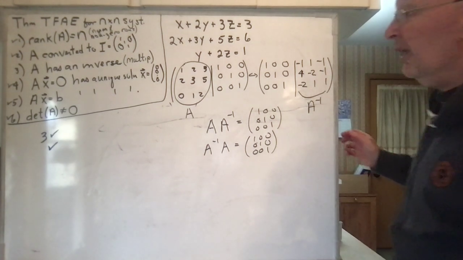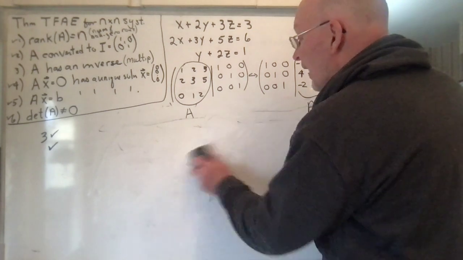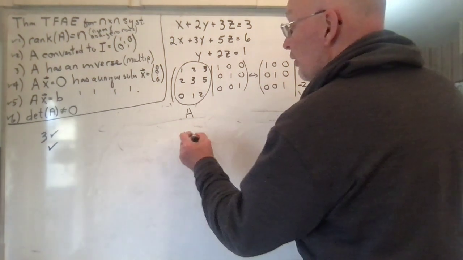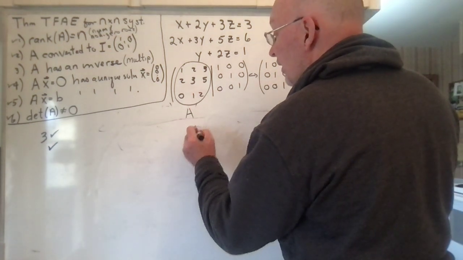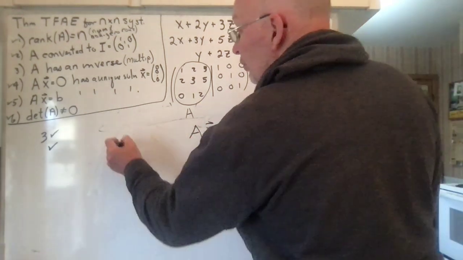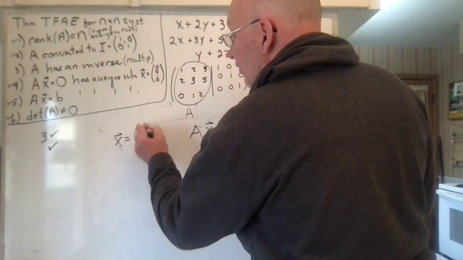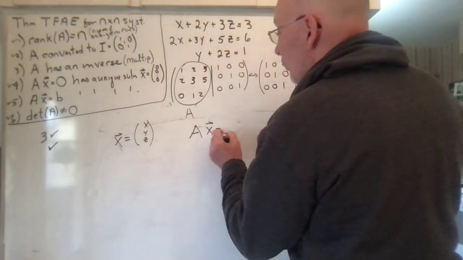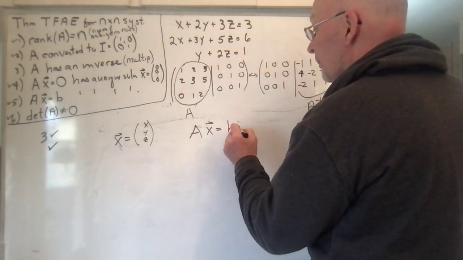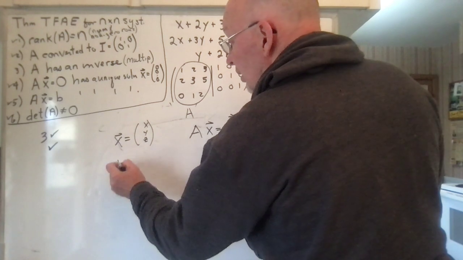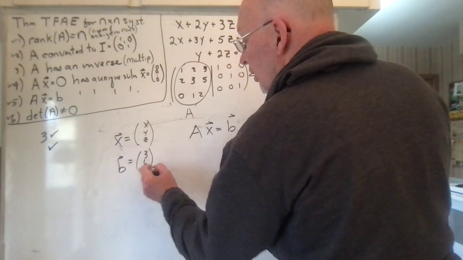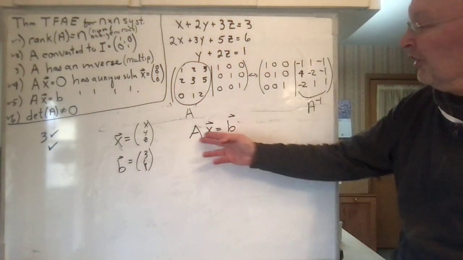So, let me show you one other thing that's important here. Once you have the inverse, let's think about how the inverse can be used. What did we say earlier? We said that if this is the matrix A, then A times X, where X is equal to XYZ, is equal to, I'll just say B, and B is equal to, in this case, 3, 6, 1. Okay? So we know that this is true.